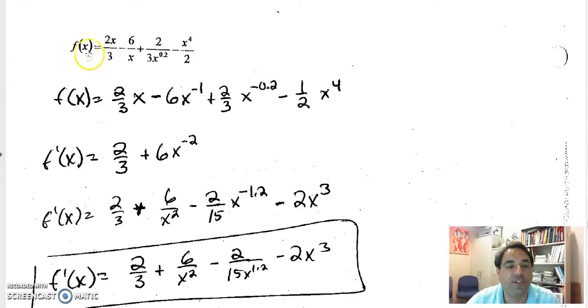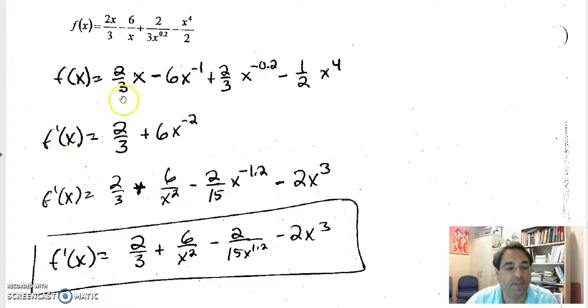Next one. If I had the function 2x over 3 minus 6 over x plus 2 over 3 x to the 0.2 minus x to the 4 over 2, it really needs to be rewritten so I can clearly see what I'm doing. Take the time to rewrite it to make life a little easier. So I'm rewriting the original function, not the derivative. 2 over 3 would be 2/3 x minus 6. This is x to the 1. When I move it up, it'd be negative 1. Plus 2 over 3. X to the 0.2 is in the denominator. When I move it up, it'd be a negative 0.2. Minus, this is 1 over 2, x to the 4. This is a rewrite. It is still the original function.